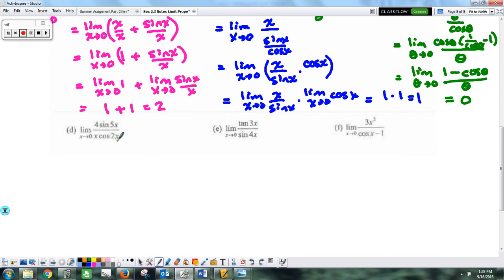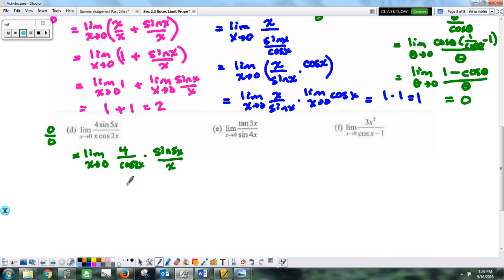Alright, so now let's come over here and take a look at this example D. So in example D, I'm going to let x go to 0. You would get sine of 0 over 0, and then there's a cosine of 0, which is 1 there. But you're going to get 0 over 0. I'm going to conveniently rearrange this. I can sort of see I'm almost where I want to go. If I take the 4 over the cosine of 2x, I'm going to group those together. And then I'm going to take the sine of 5x and group that with the x.